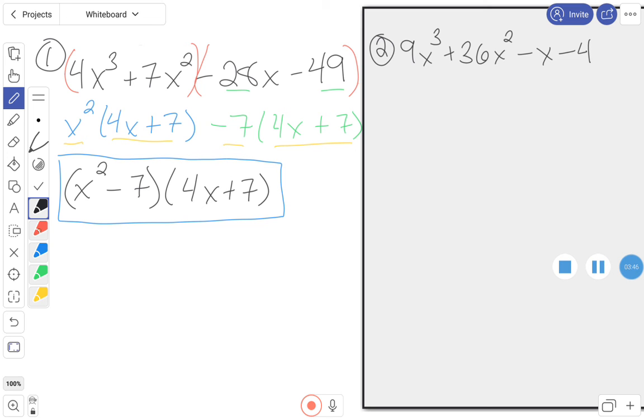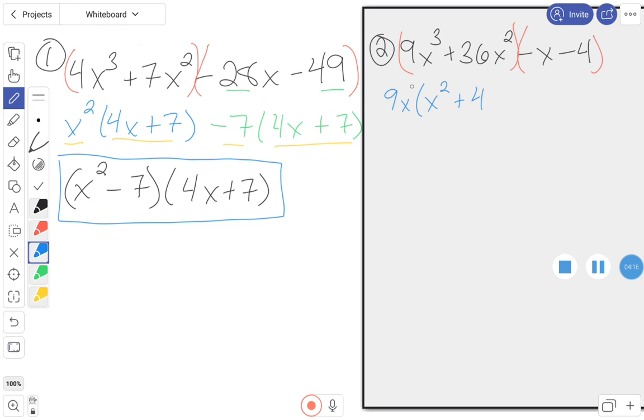So I have a second one ready to go. And again, I start by asking myself, is there something that can come out of all four of them? And unfortunately, the answer is no. But I can try factor by grouping. So I use a bunch of parentheses again, and I say, okay, what can I take out of the first parentheses? And it looks like I can take out a 9 and an x. So that leaves me with x squared plus 4.